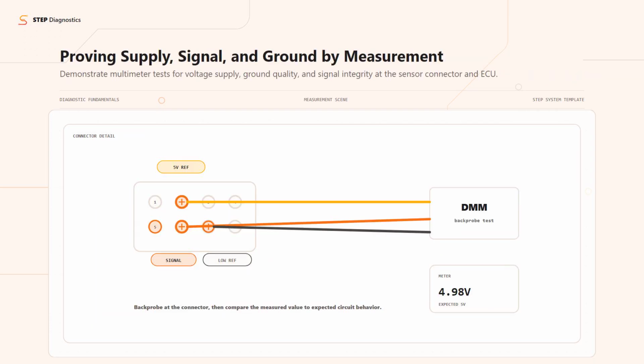Measure the voltage at the sensor supply and ground under key on and load. Check for expected 5-volt supply, minimal ground voltage drop, and plausible signal output with the circuit loaded. Move your meter leads to the ECU pin and compare values. Finding a voltage drop or difference tells you exactly which circuit branch has resistance or a break.